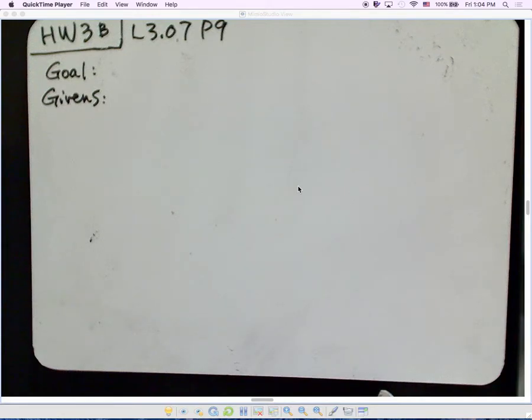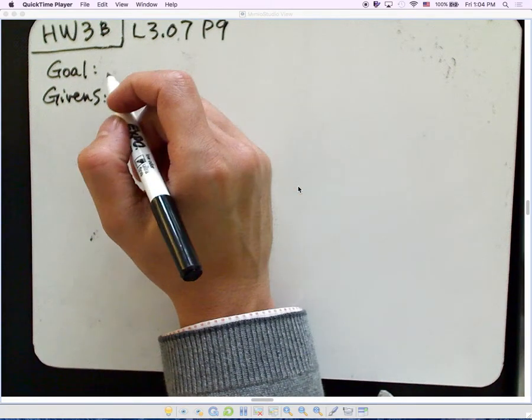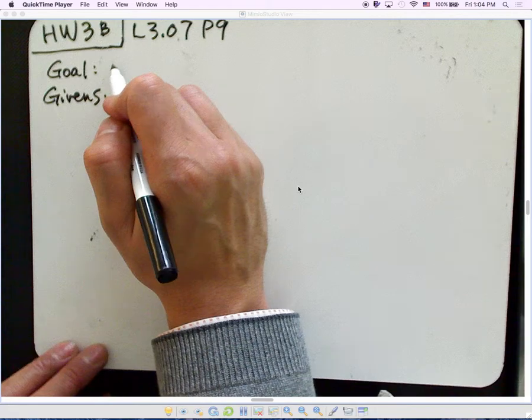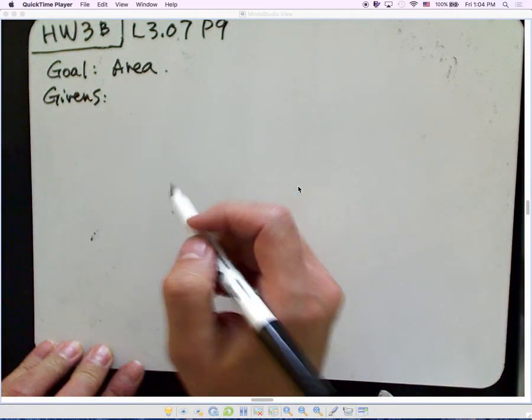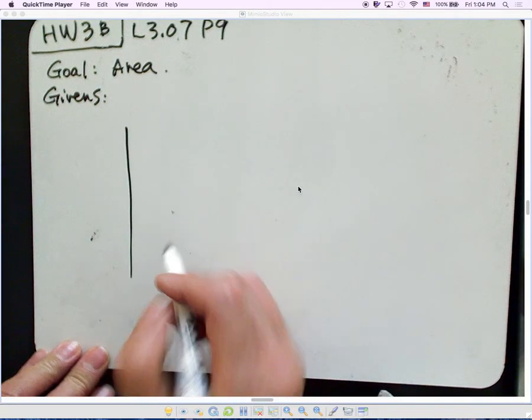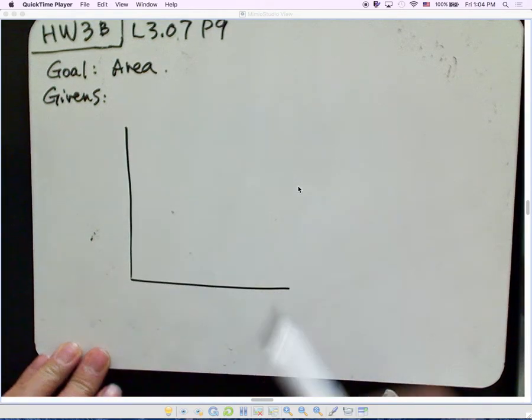For homework packet 3B, let's flip to the second page and do problem number 9. Problem number 9 is to find the area of the shaded portion. So the goal is to find the area. What do you see? Draw it, right?